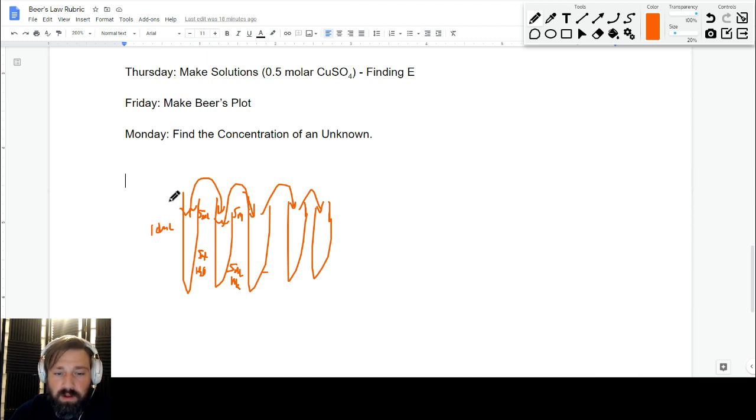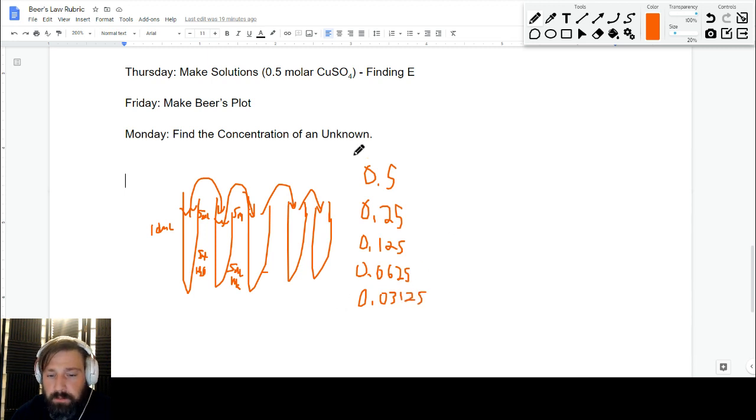So what are all these concentrations going to be? Well, the first one is 0.5. The second one's going to be 0.25. This one's going to be 0.125. The fourth one is going to be, what is that, 0.0625. And then the last one is going to be 0.03125 molarity. So here we go.